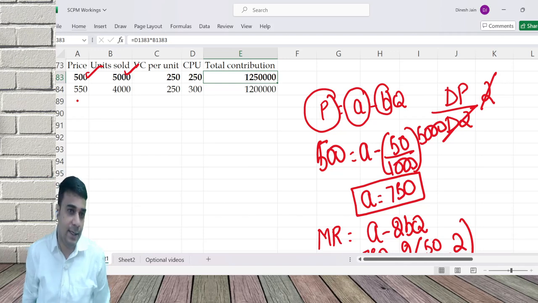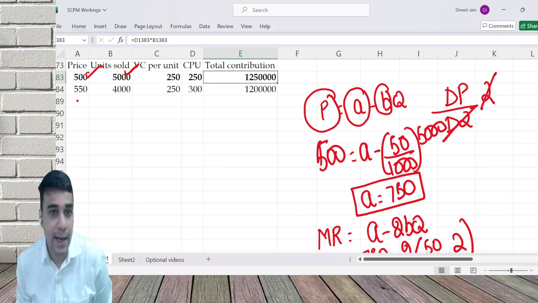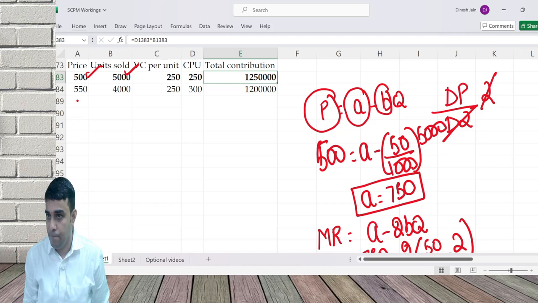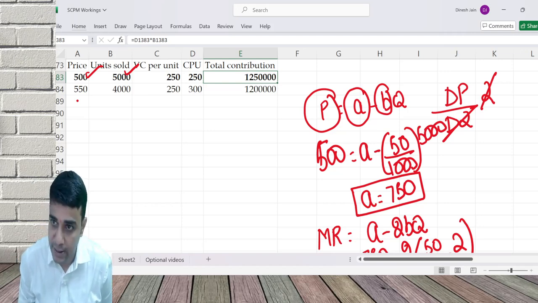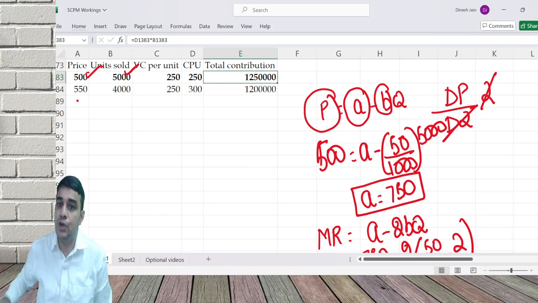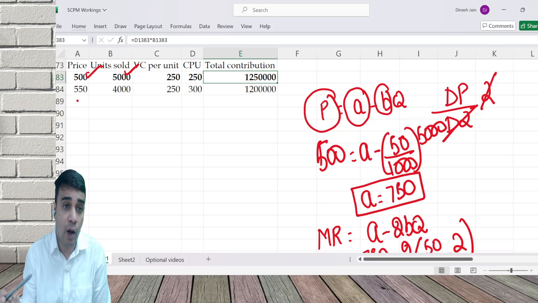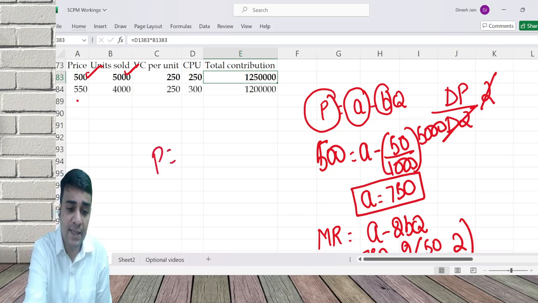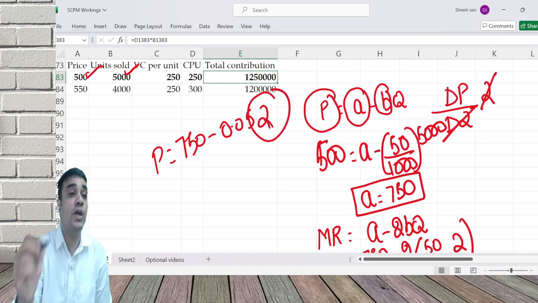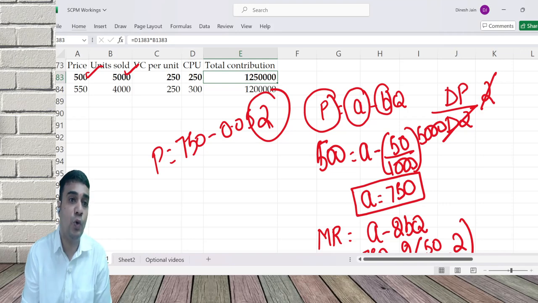Once you get A and B, substitute in A minus 2BQ. Substitute A, substitute B. Equate this to your marginal cost. Get the quantity. Now what you will do? Price is equal to 750 minus 0.05 Q. Substitute the Q here and get the price.